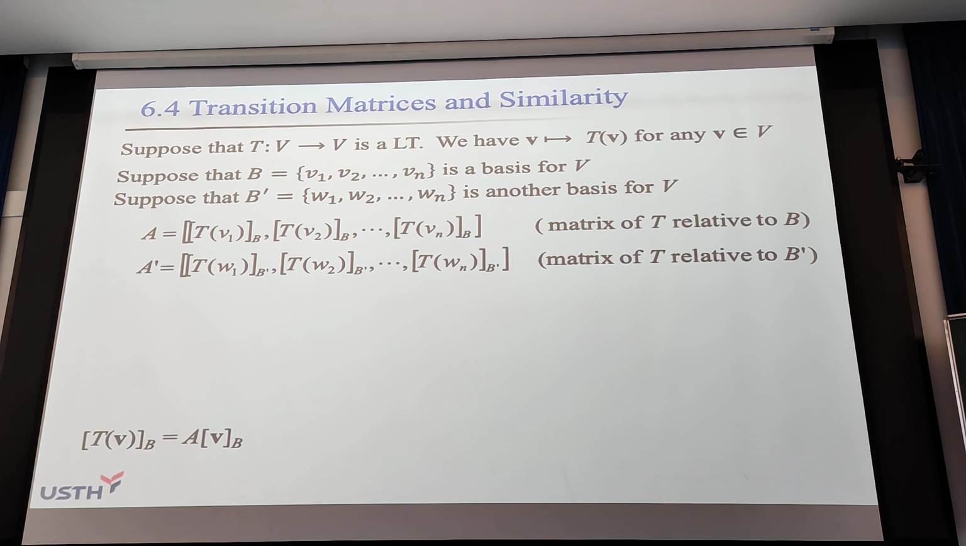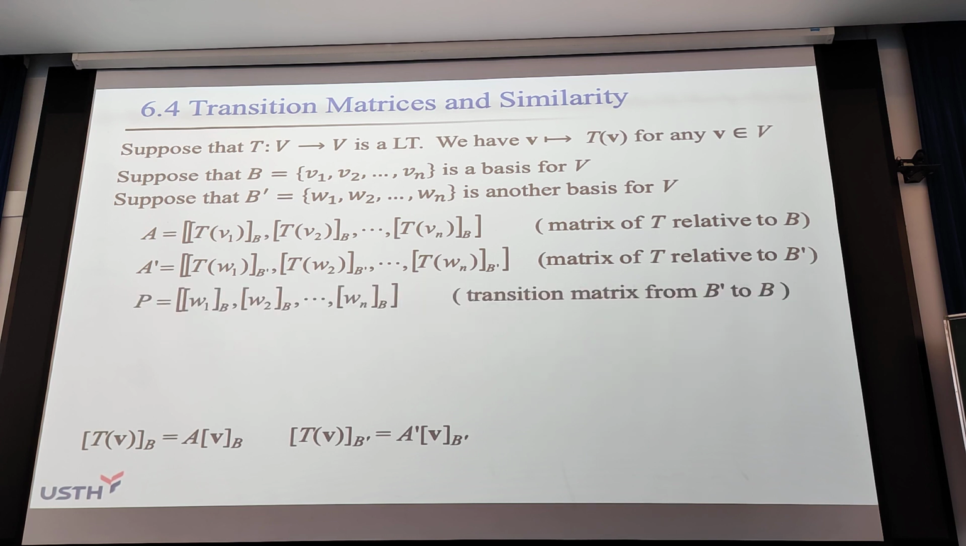And now, with that, we have the following. The coordinate of T of V relative to B prime will be the matrix A prime multiplied by the coordinate of V relative to B prime. So we have two different formulas according to two different matrices A and A prime.